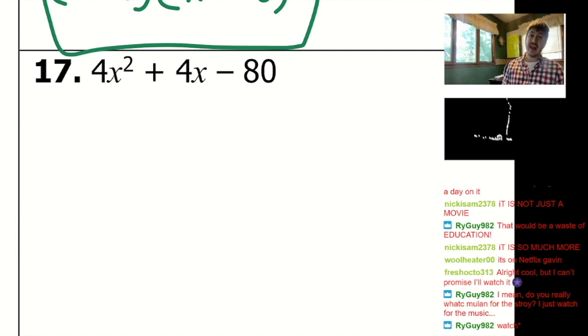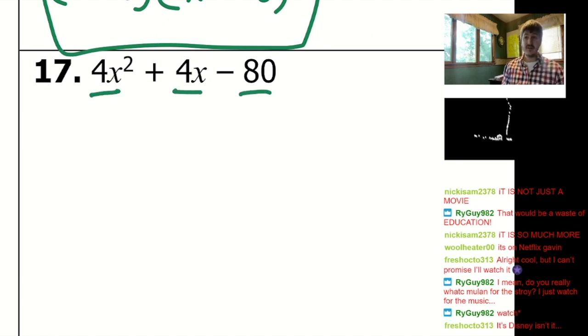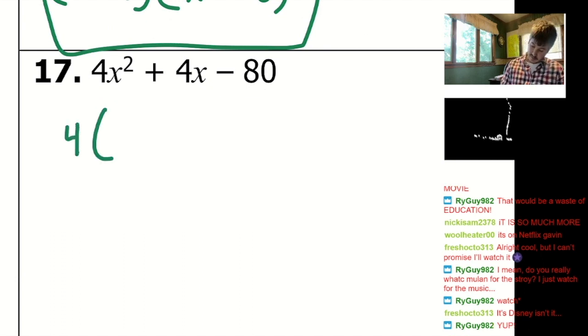And I noticed that every term does in fact have a factor of 4. Because it has a factor of 4, I can factor out that 4 right off the bat. So when you factor 4 out of every term, you're left with x squared plus x, and you factor 4 out of 80, you get 20.